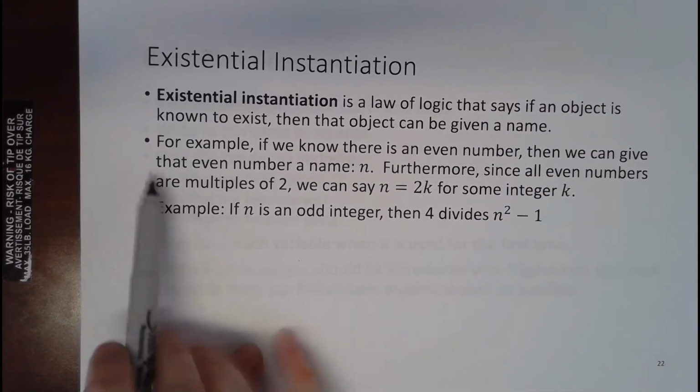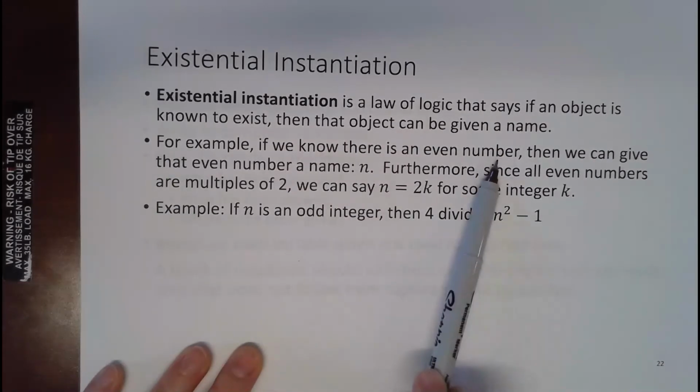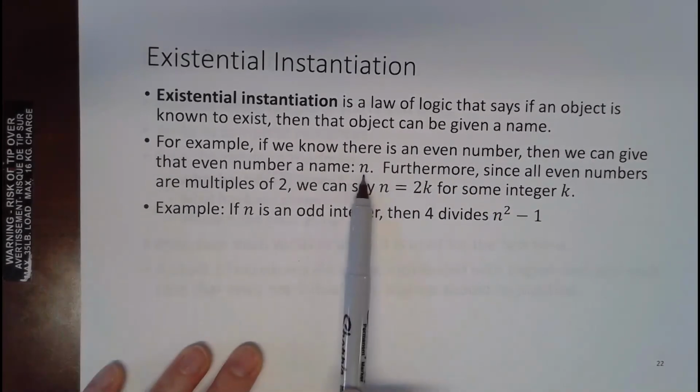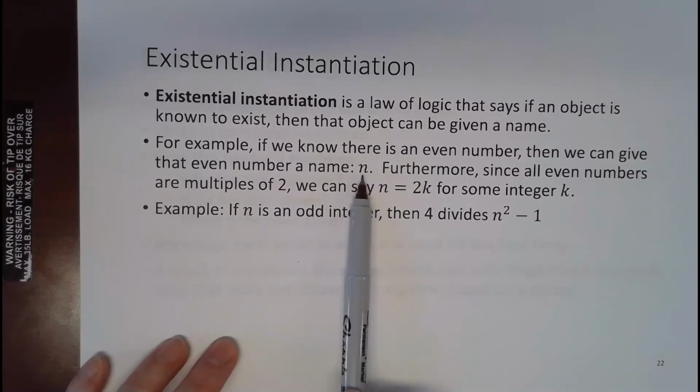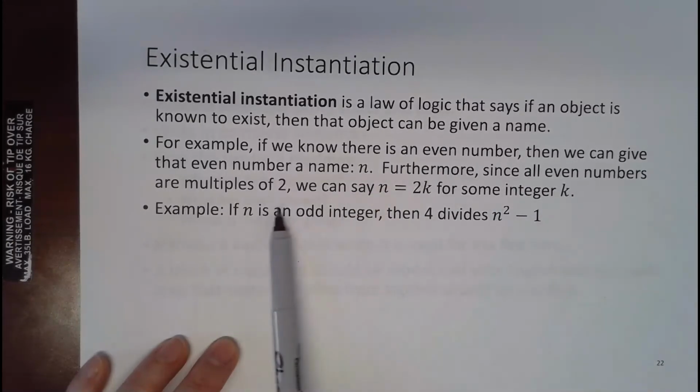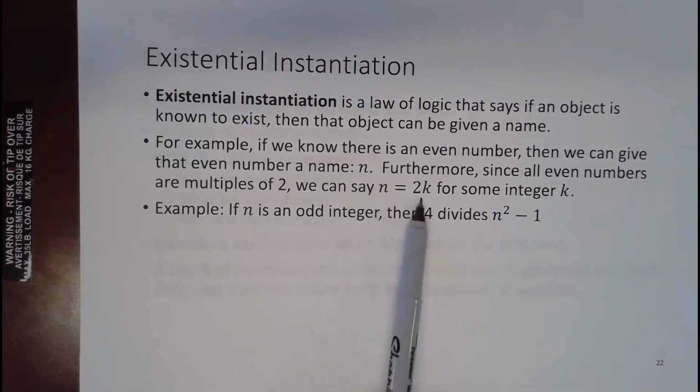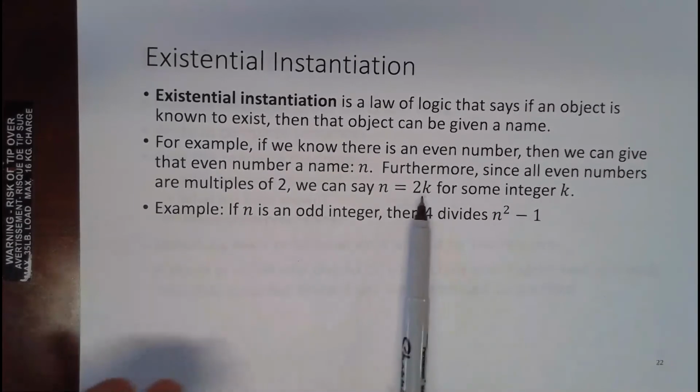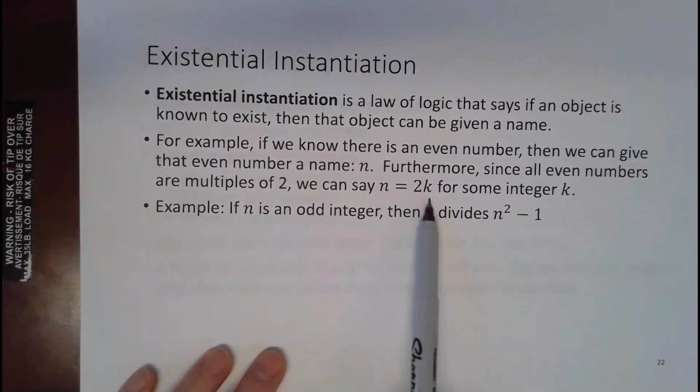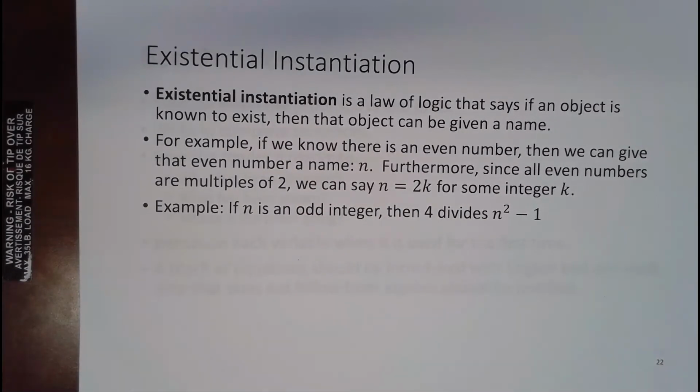So here's our example. If we know there's an even number, we can give that number a name, n. Furthermore, since we know that all even numbers are multiples of 2, we can say that n equals 2k, and we can give that integer that exists a name. And now it's much easier for us to talk about that even integer.